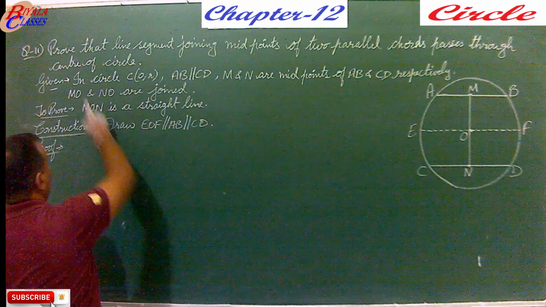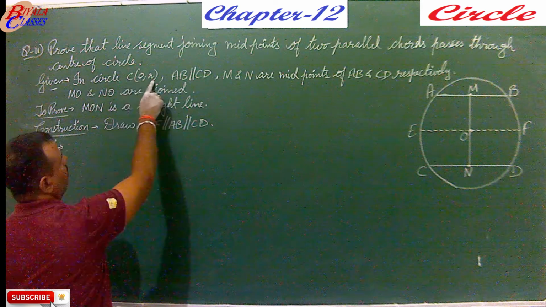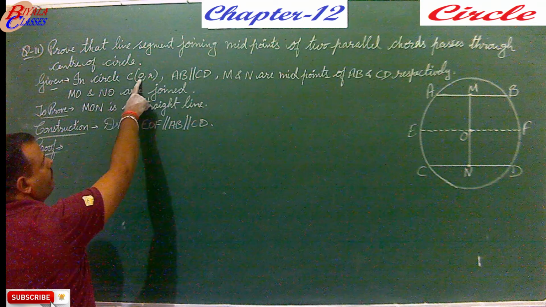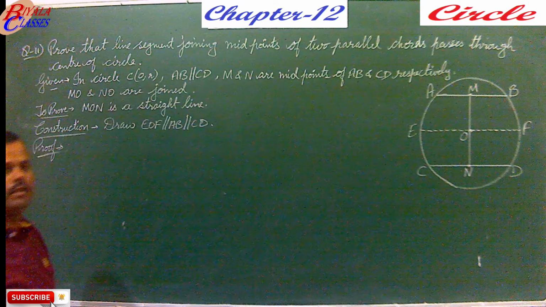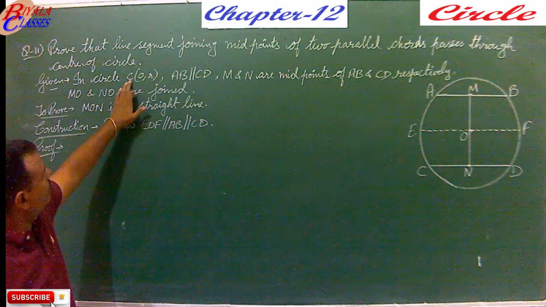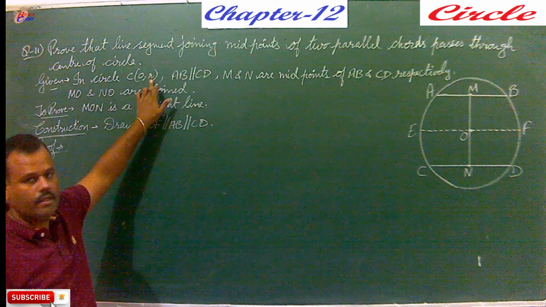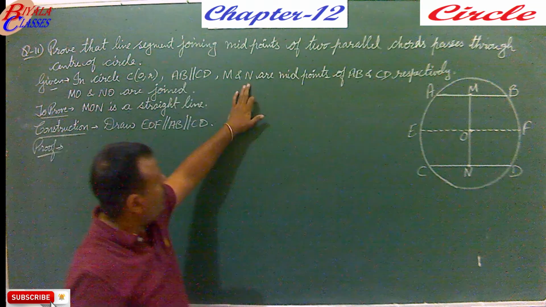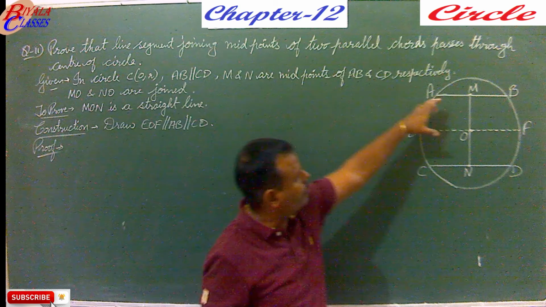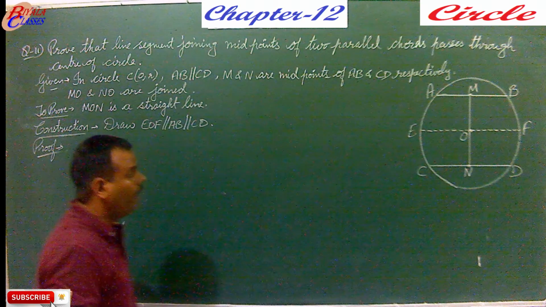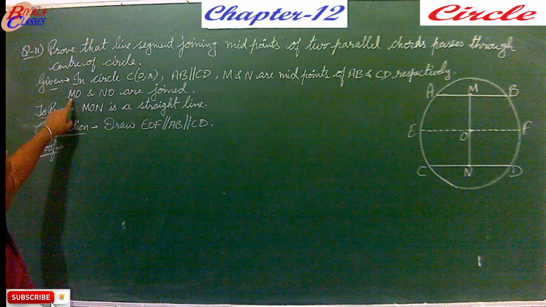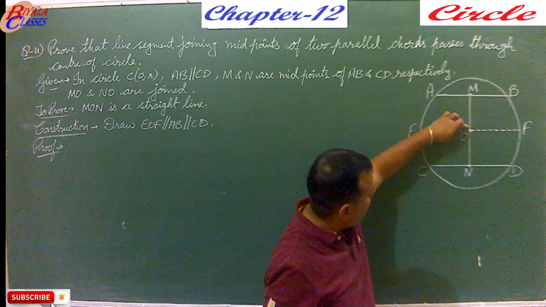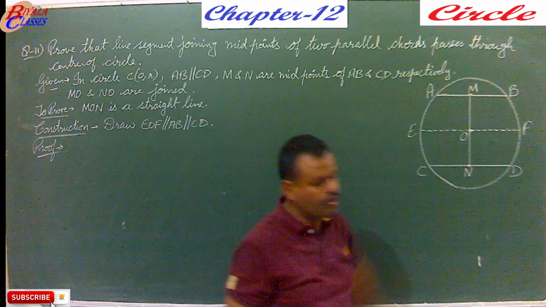So what is given? In circle C(O, R), this means it is a circle, C stands for circle, O is the center and R is the radius of this circle. So circle C(O, R) means a circle with center O and radius R. We are given a circle where AB and CD are parallel to each other. M and N are the midpoints of AB and CD respectively. And now we are joining MO and NO.